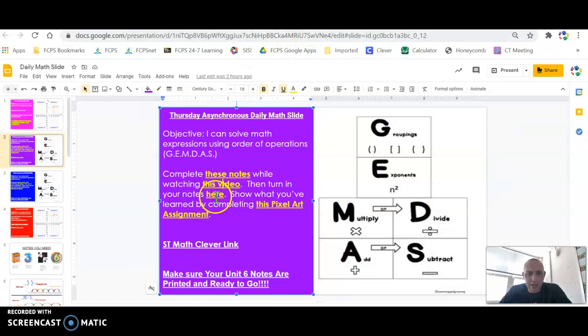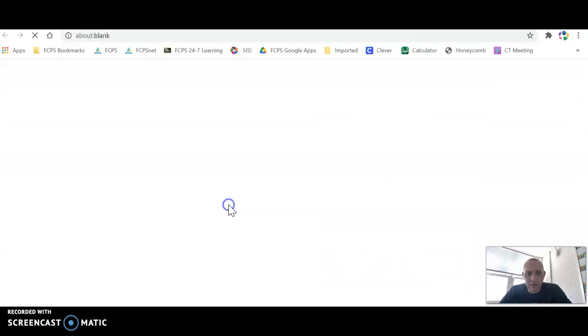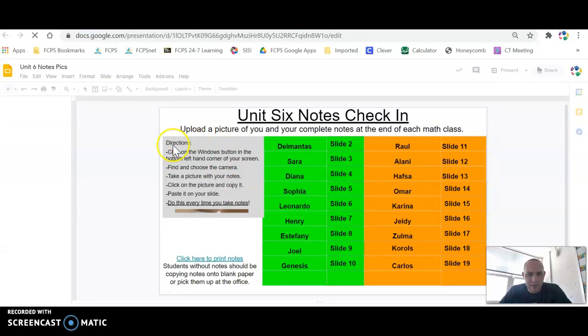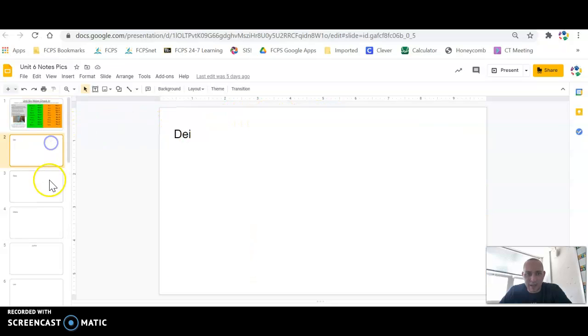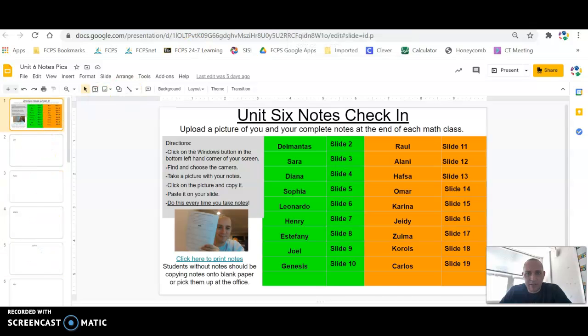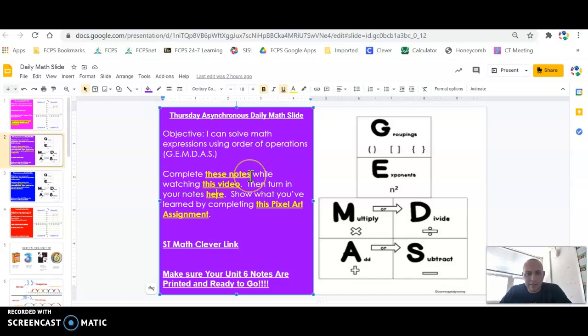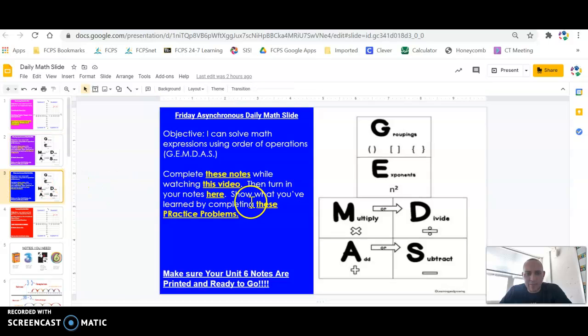Finally, when you're done, you're going to turn in your notes here. Okay, you're going to take a picture of your notes. This is a new set of notes check-ins just for Unit 6, so find your slide and paste your notes in there. And then finally, there is a practice assignment.